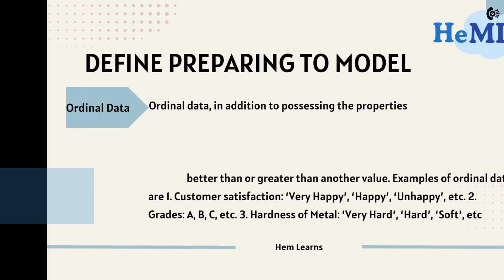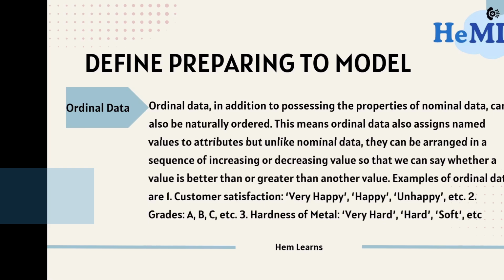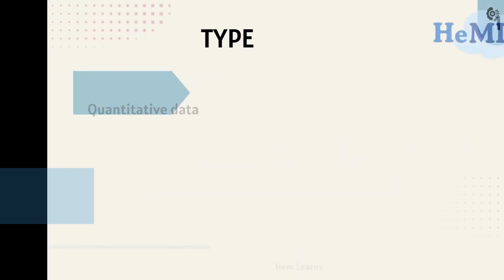Ordinal data. Ordinal data is similar to nominal data, but here the values can be arranged in a meaningful order. For example, satisfaction levels like very happy, happy, unhappy, or grades like A, B, C. The order matters, but the difference between values is not fixed.